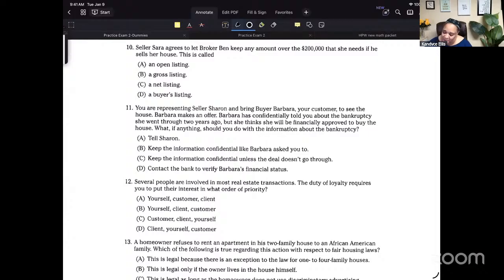Just saying. But our answer, of course, is C, a net listing. And we know those aren't legal in every state. Not every state. You've got to check and see what's going on.